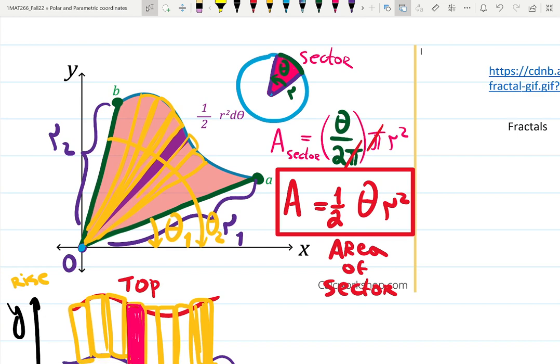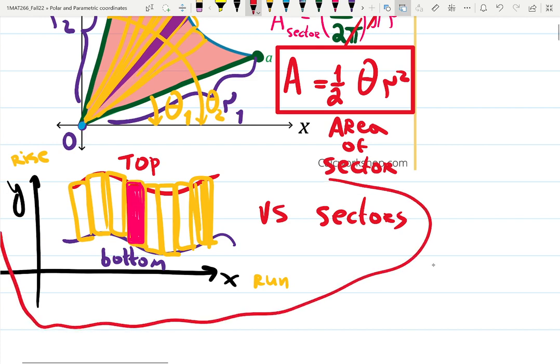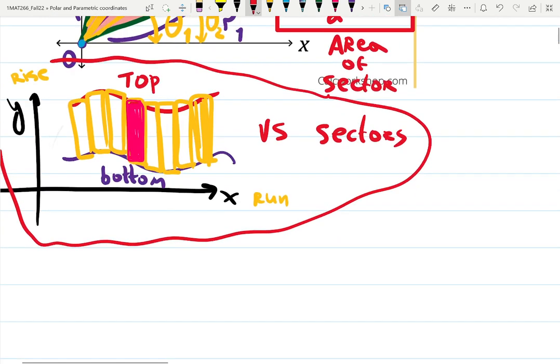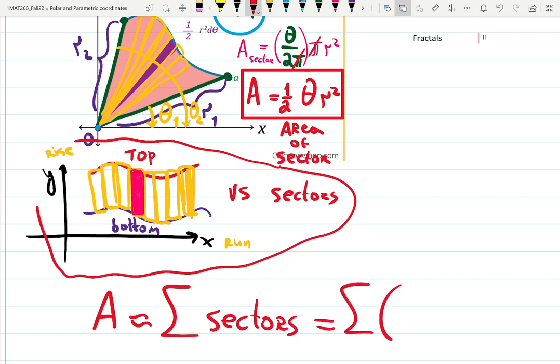So we're using sectors. Rectangles versus sectors. That's the idea. Instead of rectangles, we're going to use sectors, infinitely many of them. So the area of the total thing between two curves will be approximately the sum of those sectors, which is the sum of all of those one half r squared terms.